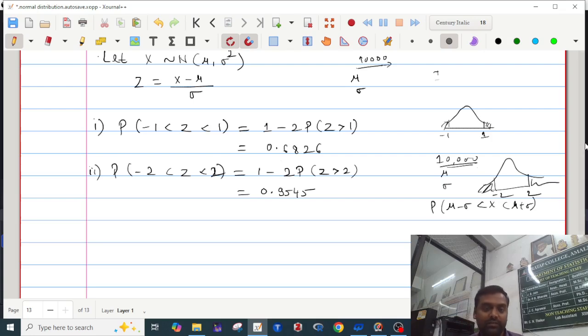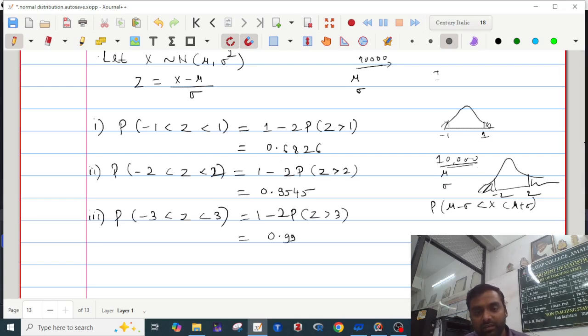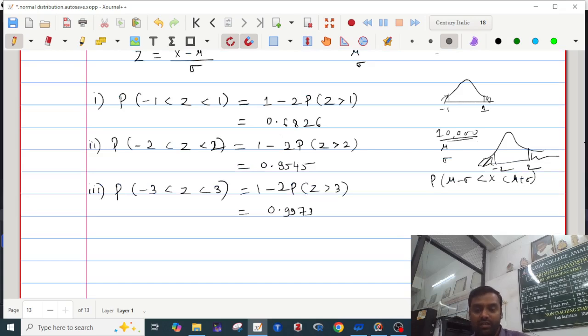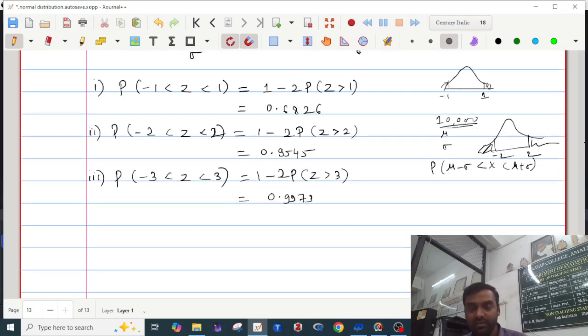The third one is probability of -3 less than z less than 3 is equal to 1 minus 2 times probability of z greater than 3. If you put these values from the statistical table and solve this, you will get the answer 0.9973. That is 99.73% of observations lie between plus minus 3 sigma.